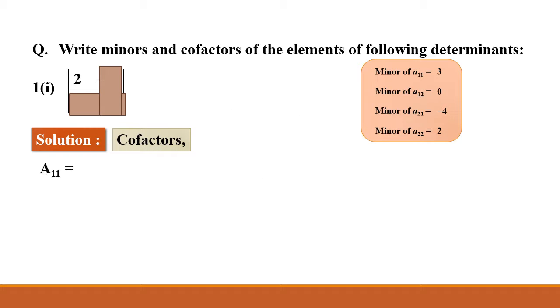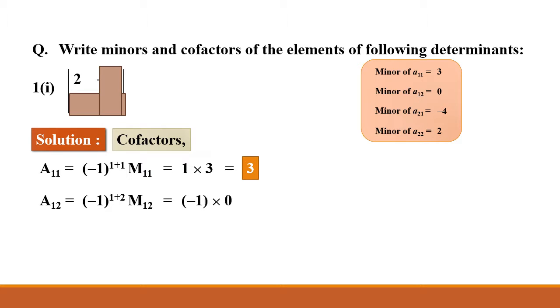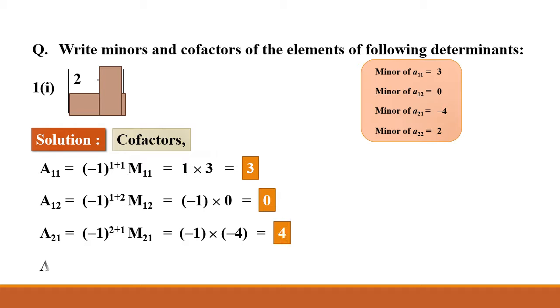So using the minors, we can calculate the cofactors. A11 will be equal to minus 1 raised to 1 plus 1 M11. So 1 into 3, we get 3. Next, A12 will be minus 1 raised to 1 plus 2 M12. So we get minus 1 into 0, which is equal to 0. Next, A21 will be minus 1 raised to 2 plus 1 M21, and M21 is minus 4. Minus 4 into minus 1, we get plus 4. Next, A22 will be equal to minus 1 raised to 2 plus 2 M22, which is equal to 1 into 2, which equals 2.